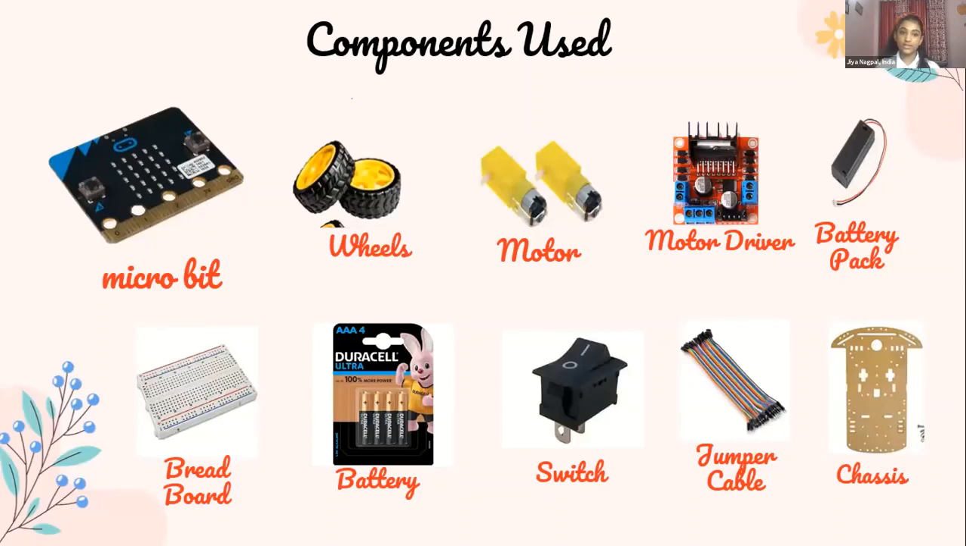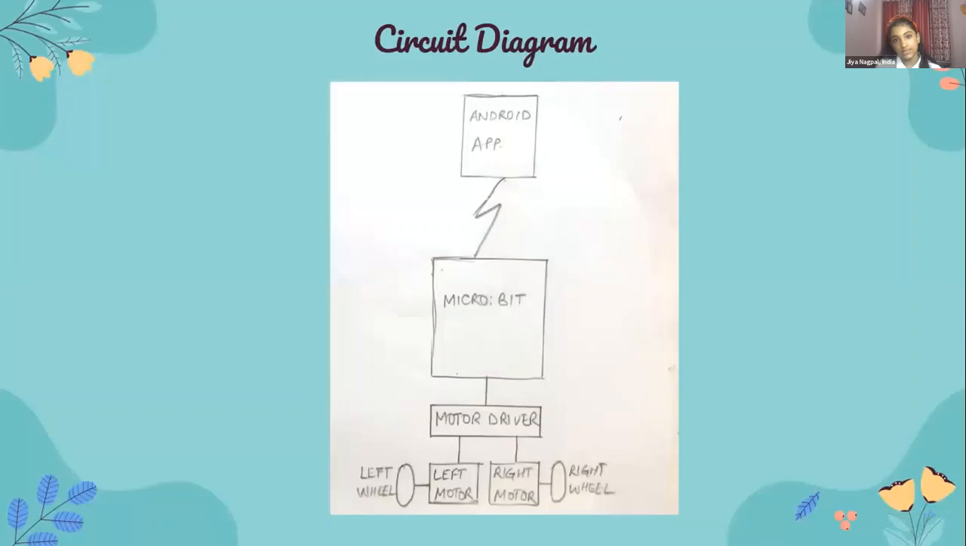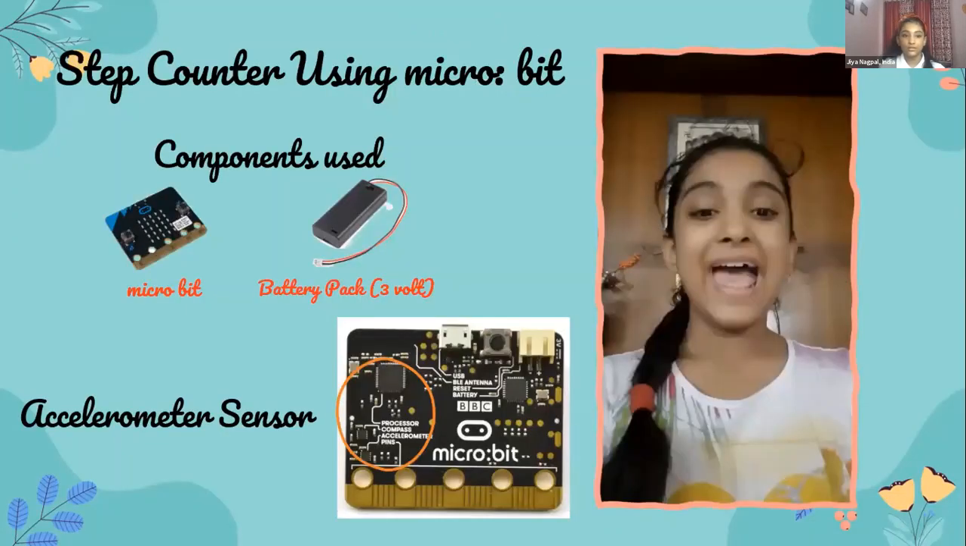These are the components that I have used: micro:bit, wheels, motor, motor driver, battery pack, breadboard, battery, switch, jumper cable, and chassis. This is the circuit diagram. This is my step counter using micro:bit.